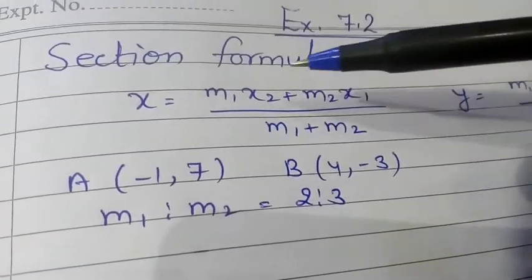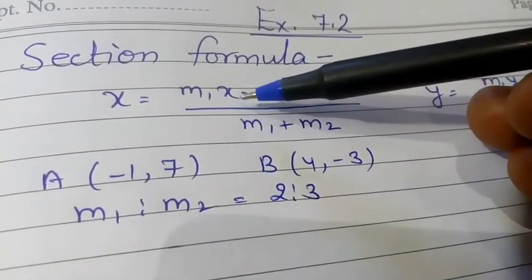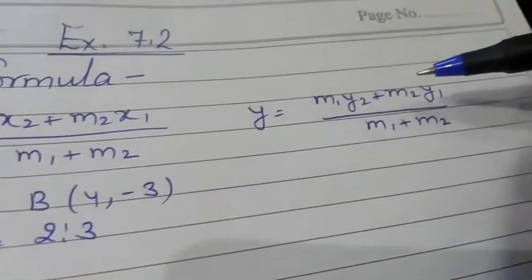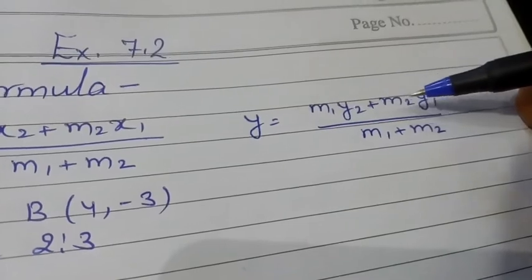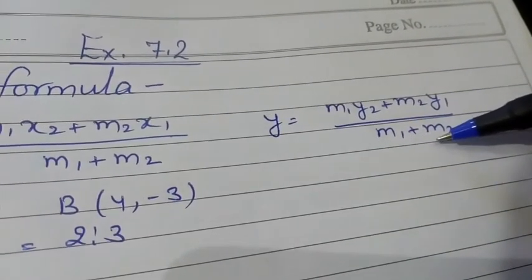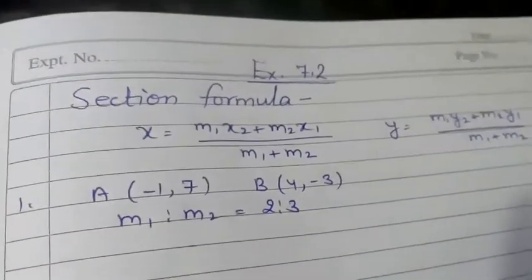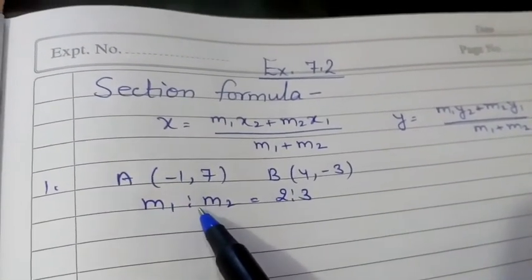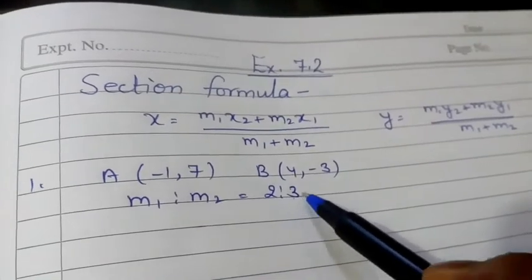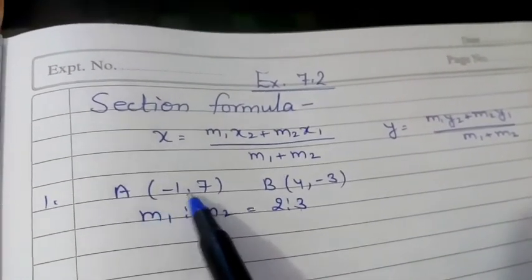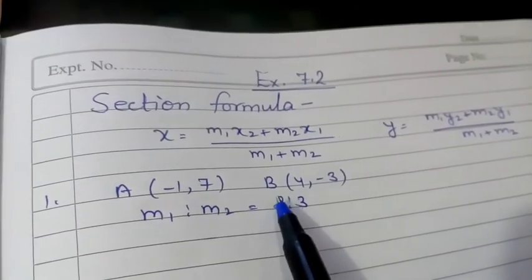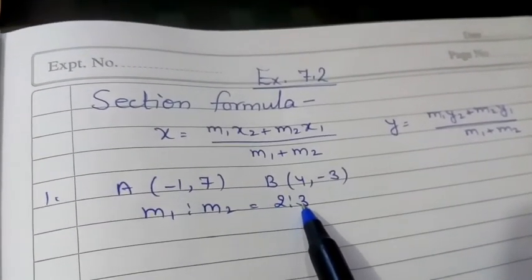By using the section formula, x equals (m1 x2 plus m2 x1) upon (m1 plus m2) and y equals (m1 y2 plus m2 y1) upon (m1 plus m2). The points are (-1, 7) and (4, -3) and the ratio m1 is to m2 equals 2:3. So x1 equals -1, x2 equals 4, y1 is 7, y2 is -3, m1 is 2 and m2 is 3.